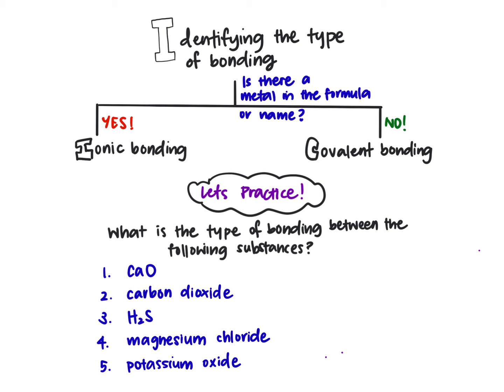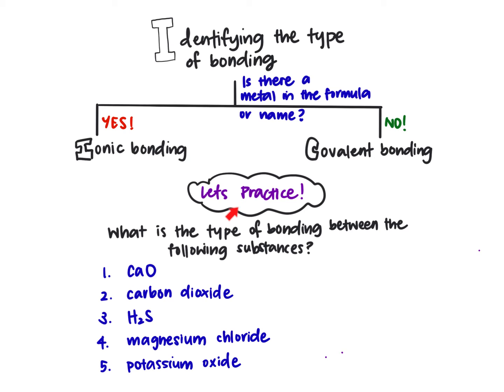Now that we know the two types of bonding, how do we identify the type of bonding? The simplest way is to ask this question: is there a metal in the formula or the name of the compound or the substance that is given in a question? If the answer to this is yes, then you have ionic bonding in the substance. If there is no metal in the formula, you have a covalent bond.